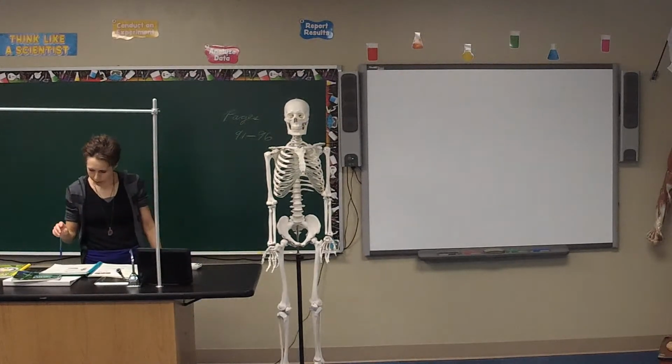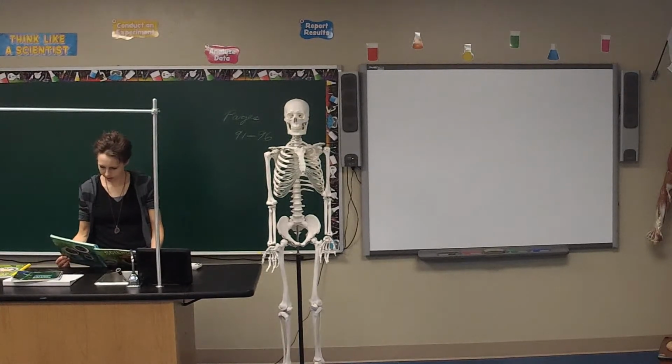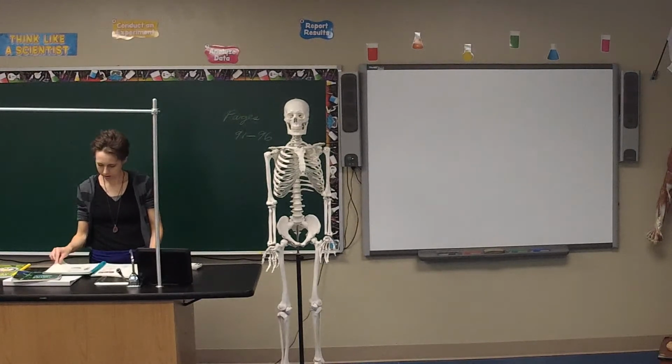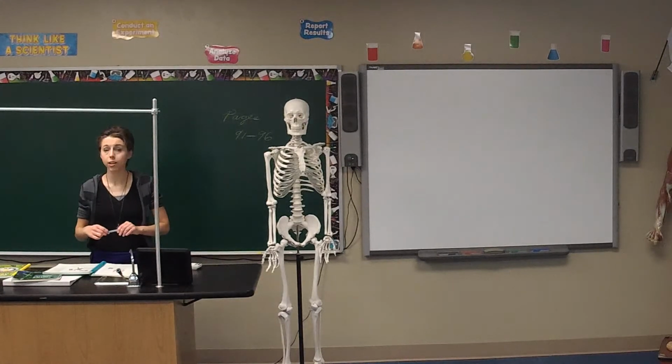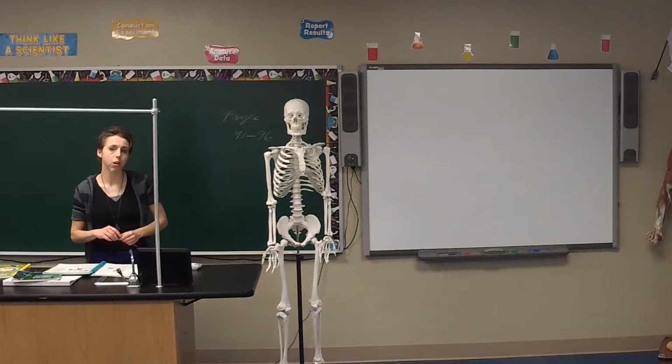Alright, number 7. I lost my spot. Hang on. No, I didn't. Number 7: what are the most freely movable joints in your body? They're in your shoulders and in your hips. What do you call the most freely movable joints in your body? What do we call those joints?